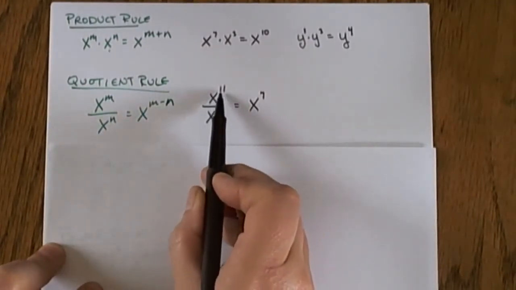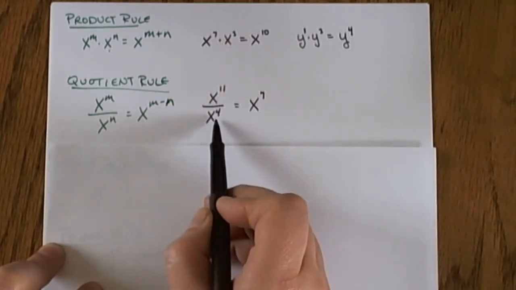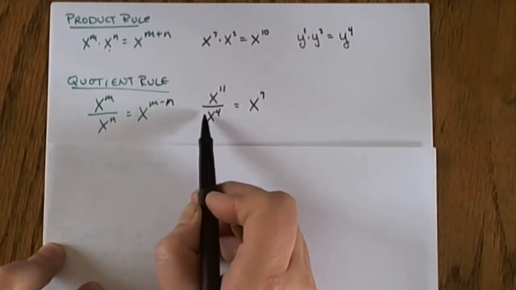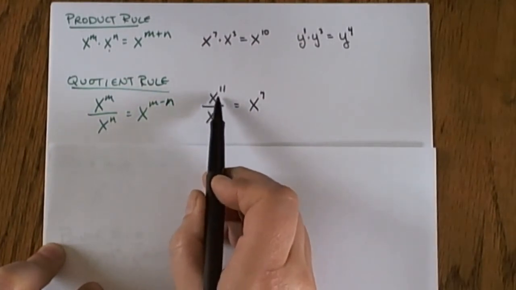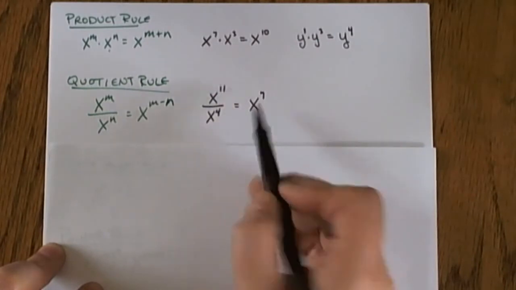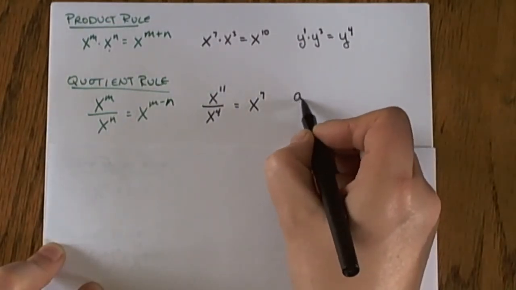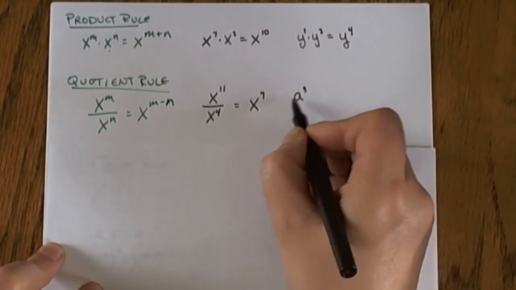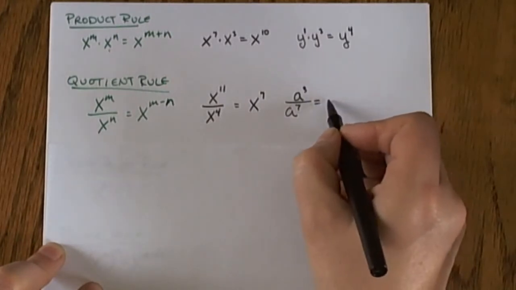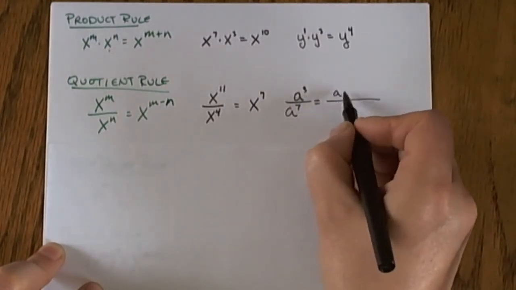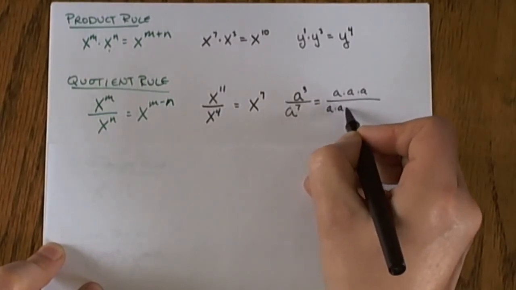We could also think of that as just canceling. If we had x to the 11th in the numerator, we'd have 11 x's being multiplied. In the denominator, we have 4 x's. And if we started canceling them out one at a time, I'd end up with 11 minus 4, or 7 extra x's on top. So with that in mind, if we looked at a problem like a cubed over a to the 7th, I can think of, I have 3 a's being multiplied on the top, and 7 on the bottom.